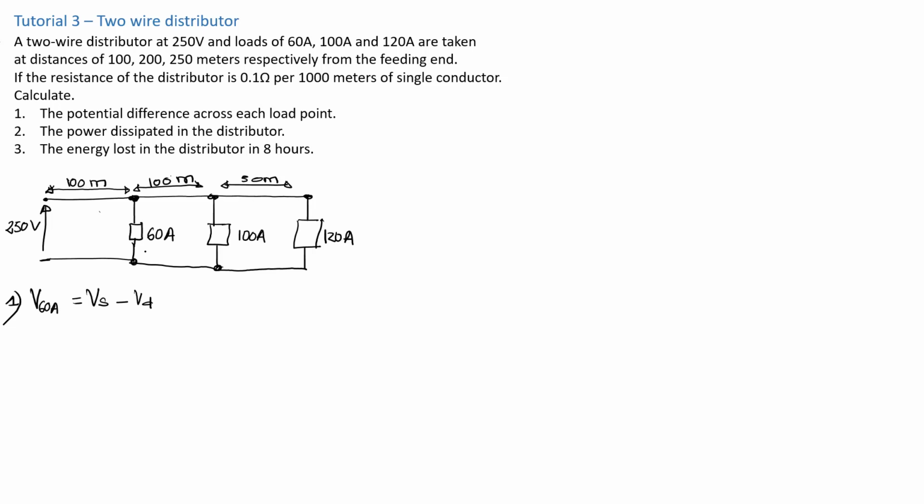But remember, a conductor is always double because it's going this way and it's returning. So if there is 100 meters there, there's going to be another 100 meters there. So together it's going to be 200 meters. Right, so what we're going to do here is first do a conversion for this piece of cable so that we can know the total resistance there.